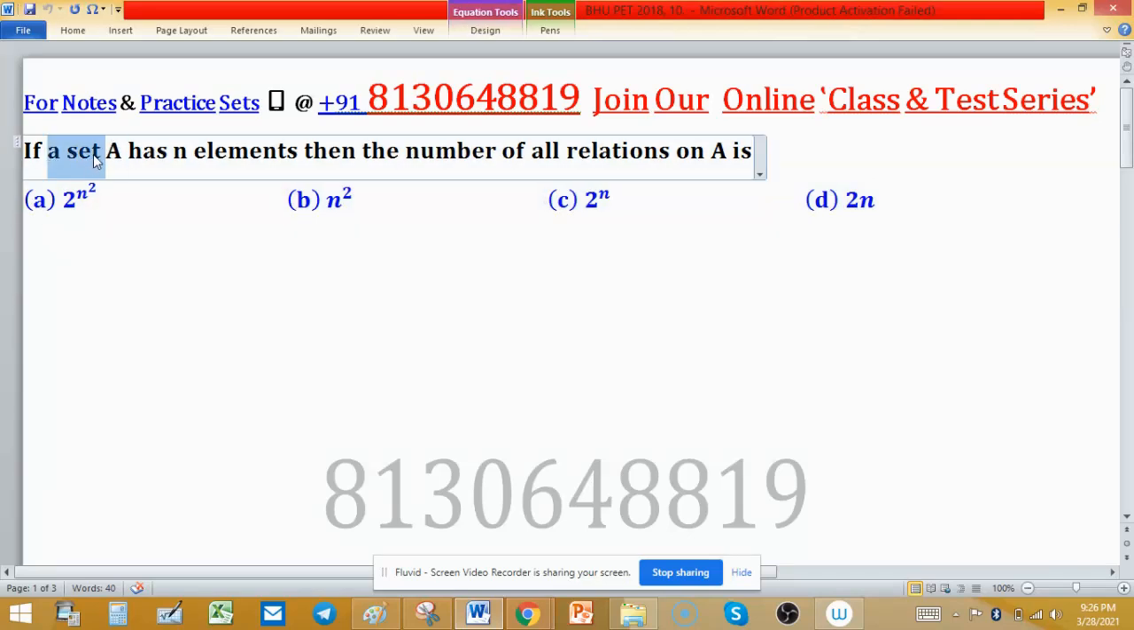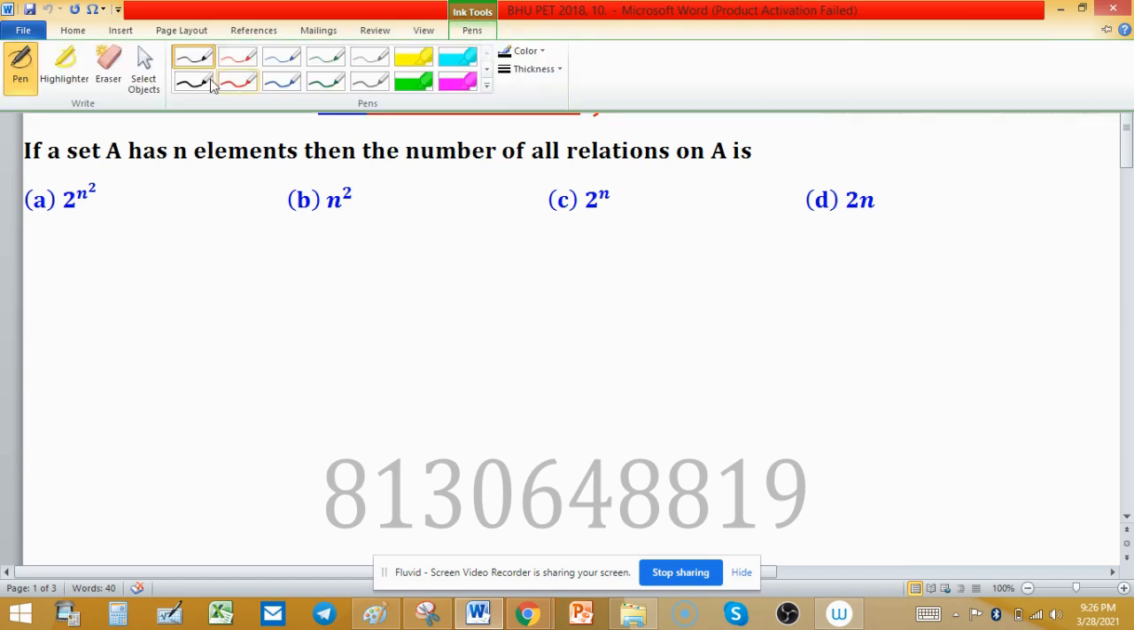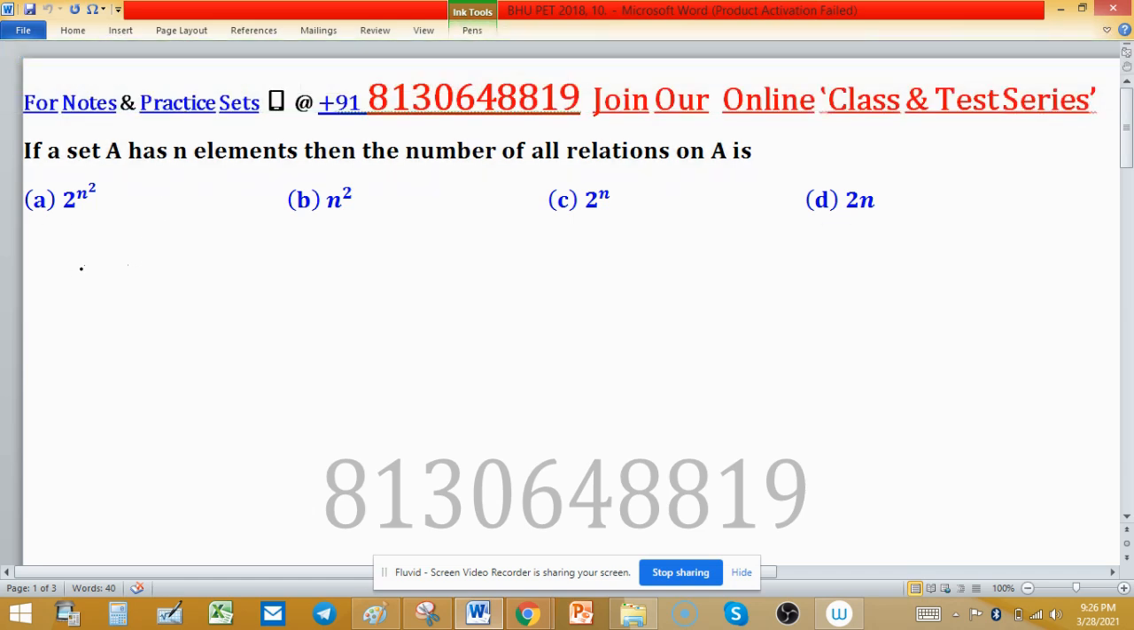If a set A contains n elements, then the number of all relations on A is? We have to find how many relations set A forms. We know that a relation from a set A to set B is a subset of A cross B.